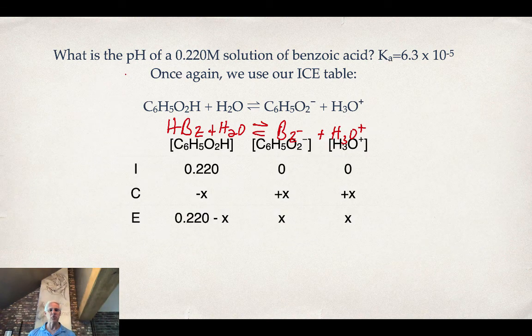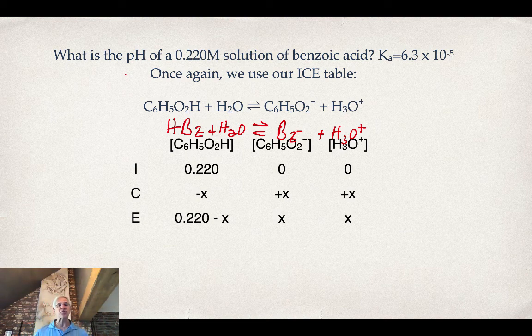All right, so let's continue on with our ICE table here. So we know our initial concentration of benzoic acid. It's 0.220 given to us in the problem. What we set up here in our ICE table is just all of the species that play a role in the equilibrium. We've got our benzoic acid, our benzoate ion, and our hydronium. Okay, so our benzoic acid is 0.220. Our hydronium and our benzoate ions are 0 concentration at the start of the reaction.